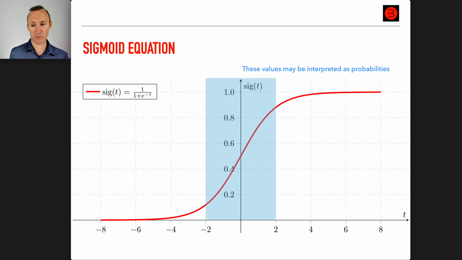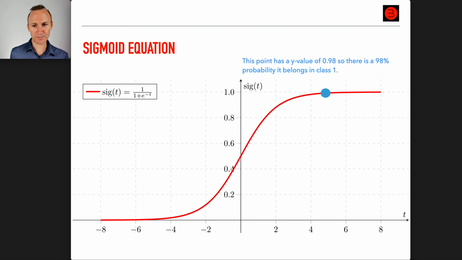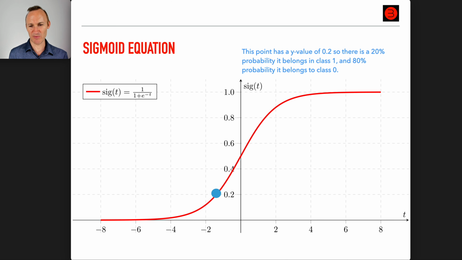This is key. Probability is going to be a topic that you'll see coming up when we're trying to interpret and figure out what's going on using deep learning. And so how does it work here? This point has a y value of 0.98, so there's a 98% probability it belongs to class 1. This point has a y value of 0.2, so there's a 20% probability it belongs in class 1 and 80% probability it belongs in class 0.